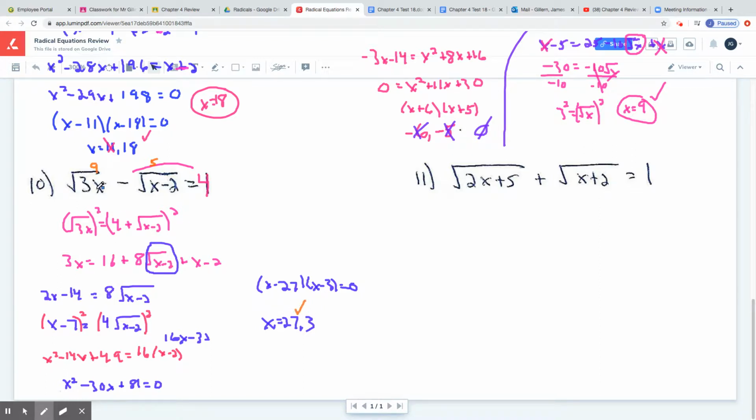Now 3. 3 times 3 is 9. Square root of 9 is 3. 3 minus 2 is 1. Square root of 1 is 1. 3 minus 1 is not equal to 4. 3 does not work. So the answer is x equals only 27.